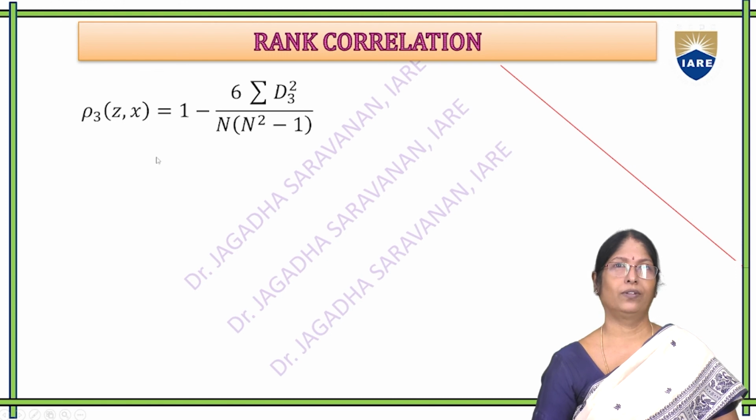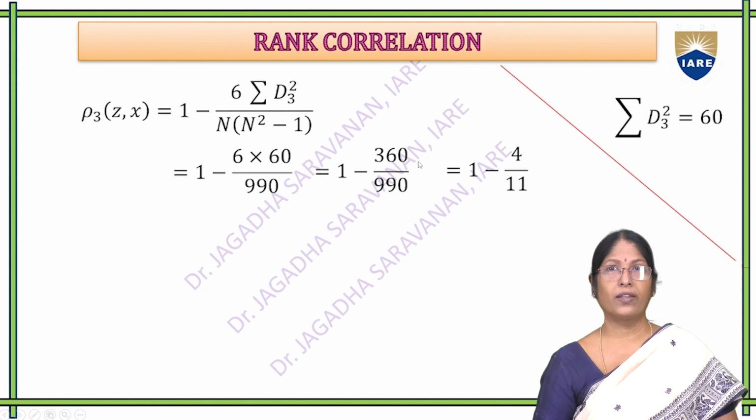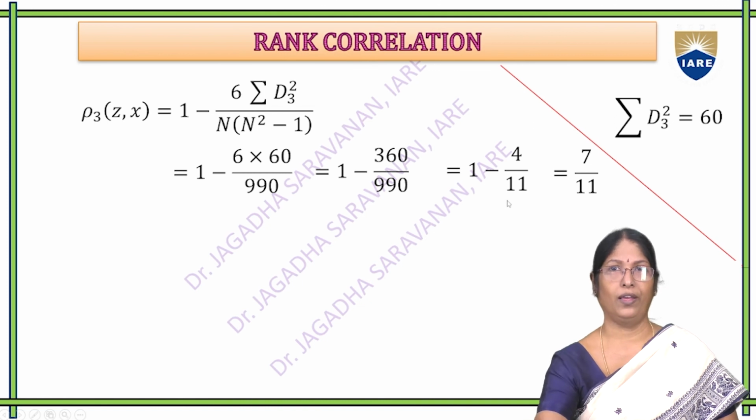The last one, rho of Z comma X, that is the C judge and the A judge, equal to 1 minus 6 summation D3 square divided by n of n square minus 1. So summation D3 square equal to 60. 1 minus 6 into 60 divided by 990. 1 minus 6 into 60, what? 360 divided by 990. 1 minus, the simplification is 4 by 11, equal to 7 by 11.